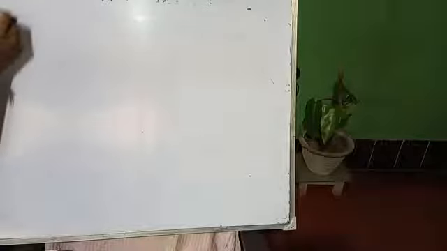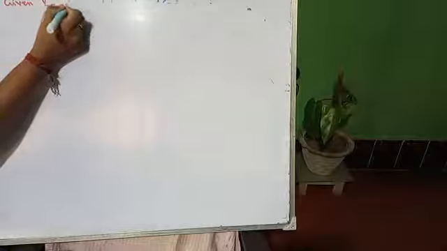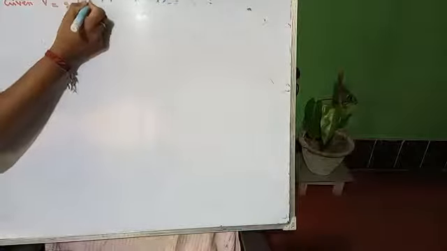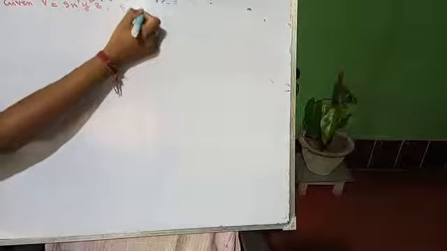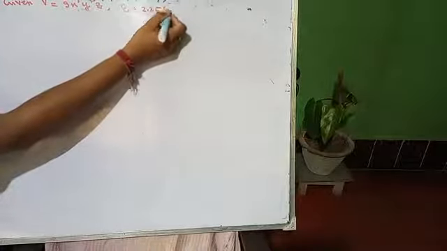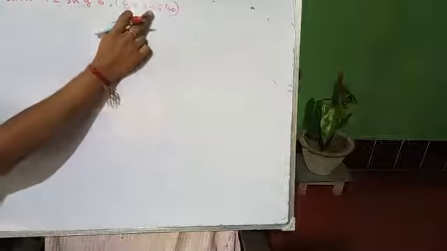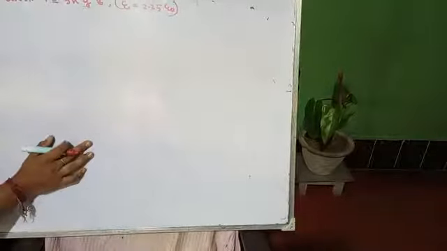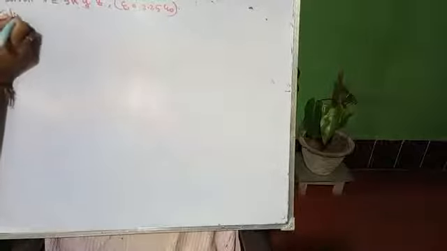So problem number 5, given V equals 5x³y²z and epsilon equals 2.25 epsilon naught. That means it is given for a particular medium, which is nothing but 2.25 times the absolute permittivity.